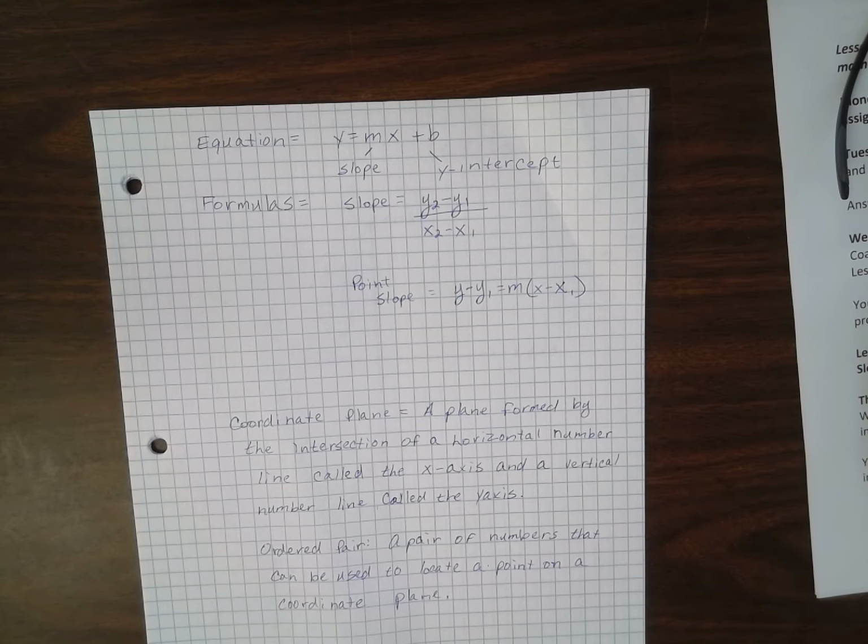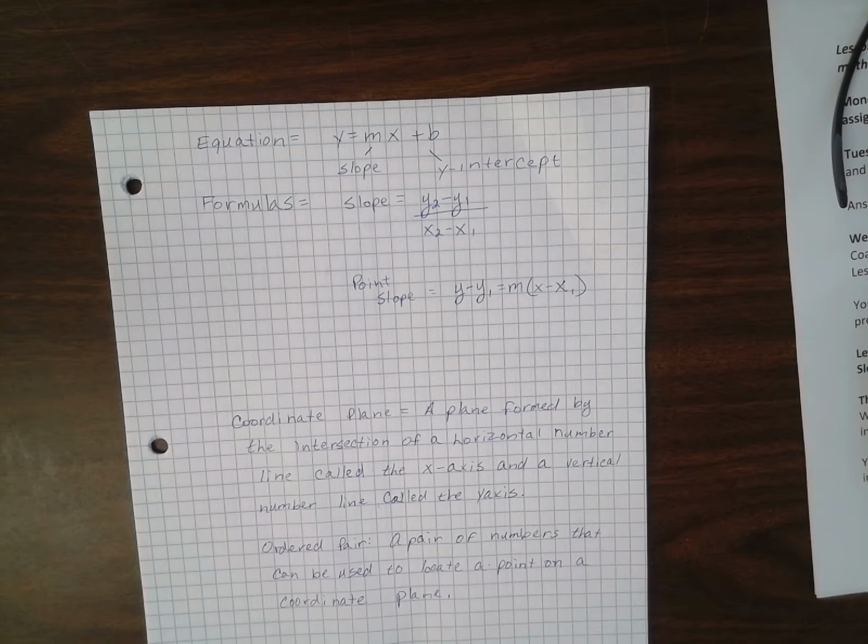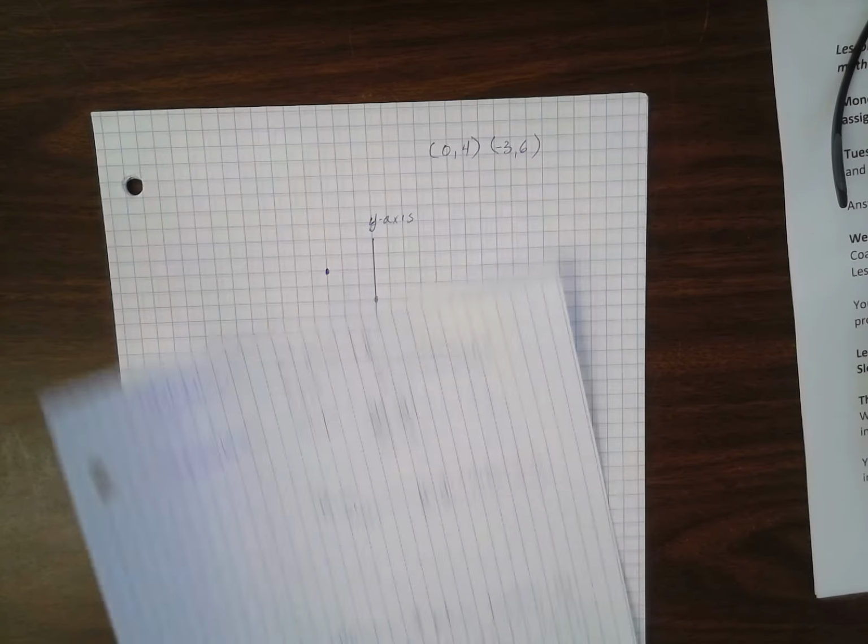Before we get started today, I want to talk about some definitions, some labels that you're going to be hearing, and some formulas you're going to be hearing. We're doing lesson 4.2, determining slope and y-intercept. We're going to leave this part alone for a while. I'm going to upload this as another module after I've gone through this, and I want you to copy all of this down, this and this page.